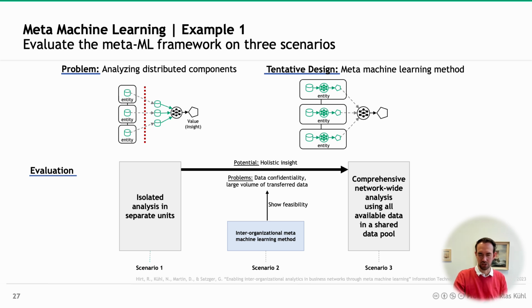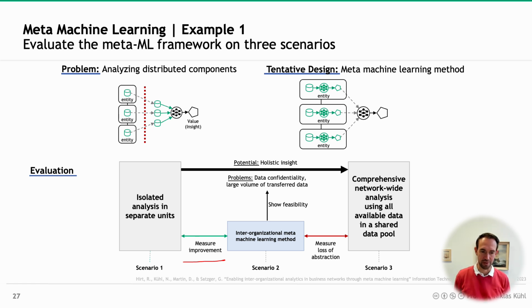And of course, you want to show, does it work at all? So show the feasibility. But 2 things are interesting, right? So what is the improvement that we can measure to the case where we just work in an isolated setting, opposed to how much abstraction do we lose compared to a scenario where all data is available.